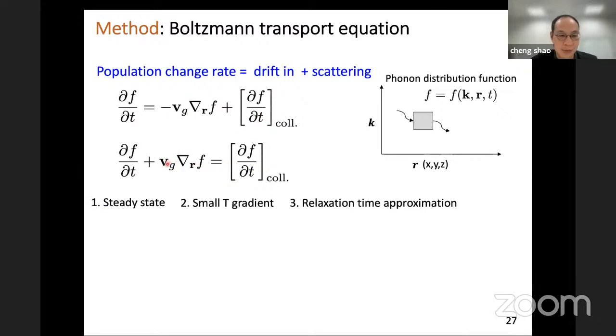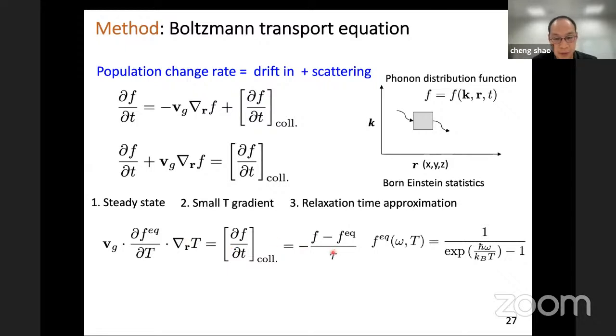If we rewrite the formula a little bit, it can be written in this form. This is still quite difficult to solve because it is an integro-differential equation, because the collision is basically an integral term over different channels. So if we make the steady state assumption and the small temperature gradient approximation, and also use the relaxation time approximation, we can rewrite the above equation in this simple form. Here we introduce the relaxation time of each phonon mode.